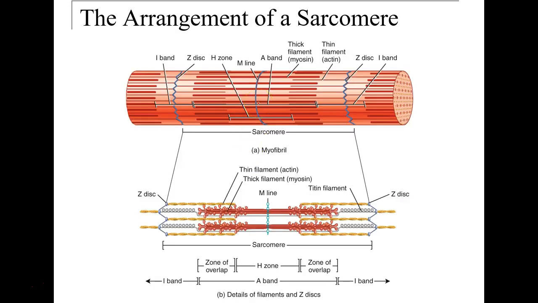Here is a little better picture to further see the sarcomere. The thick filament or myosin will have overlying strands of the thin filament or actin. This is so we can actually create a connection with the myosin head to an exposed actin binding site, which we will see.